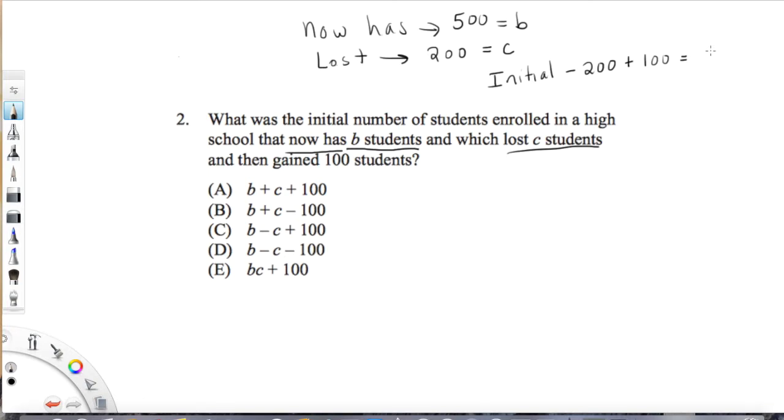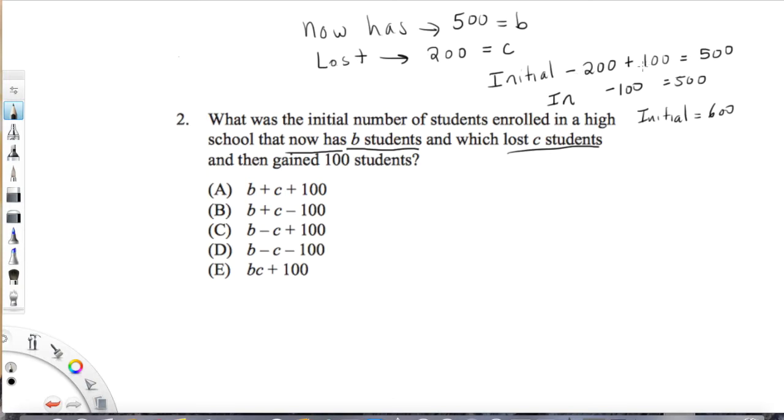Okay, so let's simplify this. Minus 200 and plus 100 is the same thing as just minus 100. So I'll just write initial as IN this time: initial minus 100 equals 500. Of course, we can all do this now. The initial amount in our school was 600. Sweet, so you initially had 600, you lost 200, you'd be down to 400, you gained 100, now you're up to 500. That all makes sense.